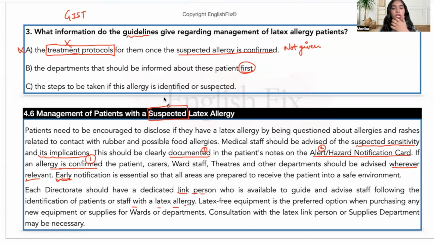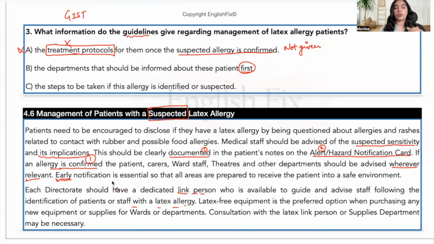Well, the paragraph is giving information about those departments which should be informed first about these patients who have latex allergy. If I go with this meaning, then they are saying that when you confirm an allergy, right? Patient carer, ward staff, theater, and any other department, please inform whichever is necessary. They've not yet said you need to inform this department first, that department later. They've not talked about it.